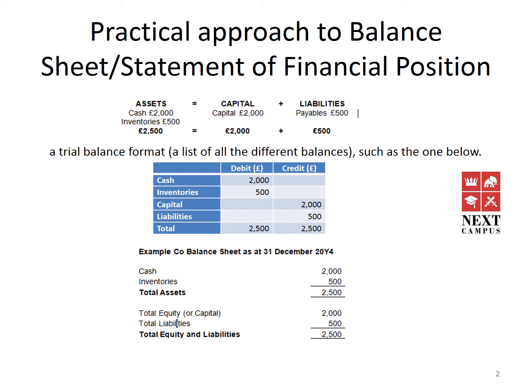So it is balancing out at 2500. Once again I am repeating, the balance sheet, statement of financial position should be balancing out because it is using the double entry accounting system. So total assets should be equal to equity plus liabilities.